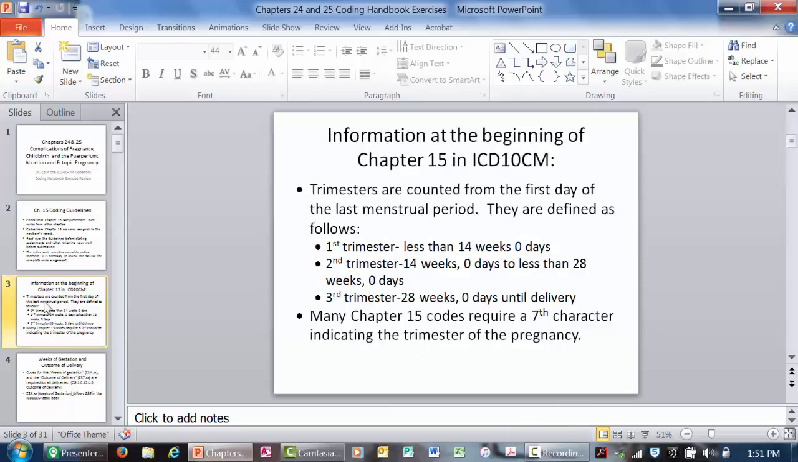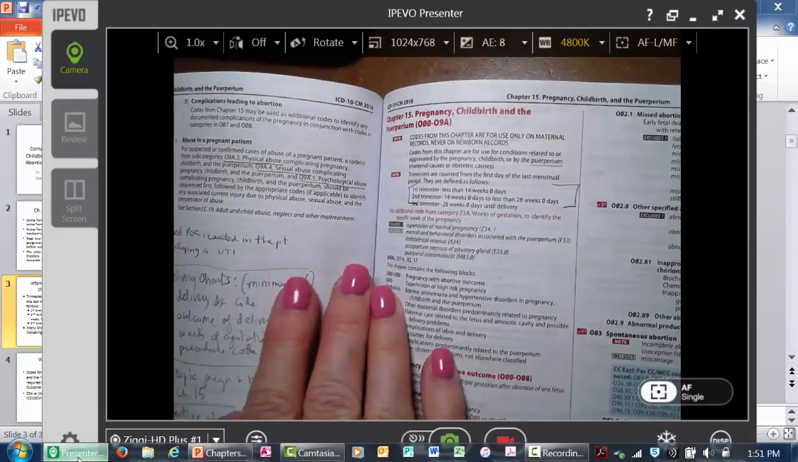If you have trouble remembering the trimesters, they are located at the very beginning of the chapter in the code book, and often the codes requiring a seventh character indicate the trimester. They can mean other things as well, but very often you will have to assign a seventh character to indicate the trimester. So let's look at what is at the beginning of the chapter.